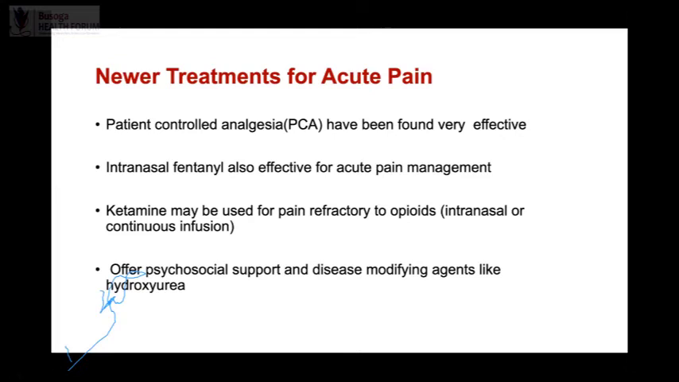Intranasal fentanyl has also been effective for acute pain management, especially for those not responding to oral morphine. Ketamine has been studied and has been used for pain which is refractory to opioids. But please, you have to be sure that you're able to use ketamine. And of course, offer psychosocial support. Sometimes there's a psychosocial problem that is keeping this child in pain and they're not responding. And of course, offer disease-modifying agents like hydroxyurea to try to prevent the next episode.